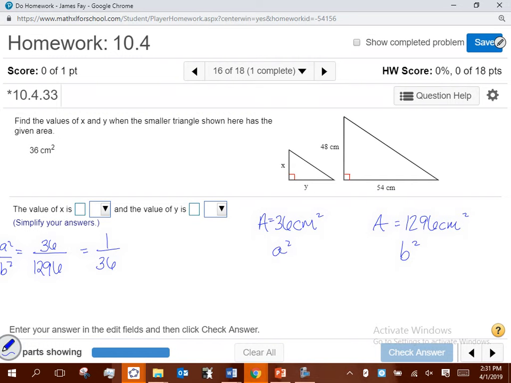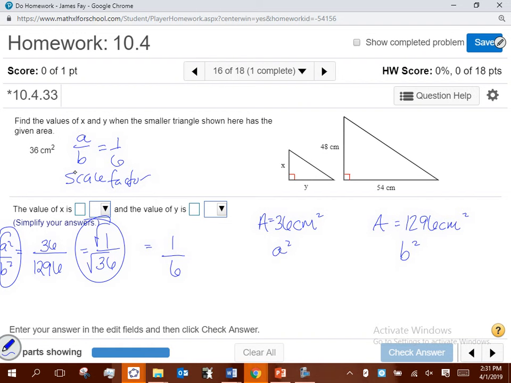Well, what's the square root of 1? 1. What's the square root of 36? 6. Well, if I just square rooted that, it's effectively square rooting A squared over B squared, right? So do we see that A over B now is 1 over 6? That's your scale factor. Is that all right, everybody? So if X compares to 48, it should compare to 48 just like 1 compares to 6. Does that make sense to everybody?